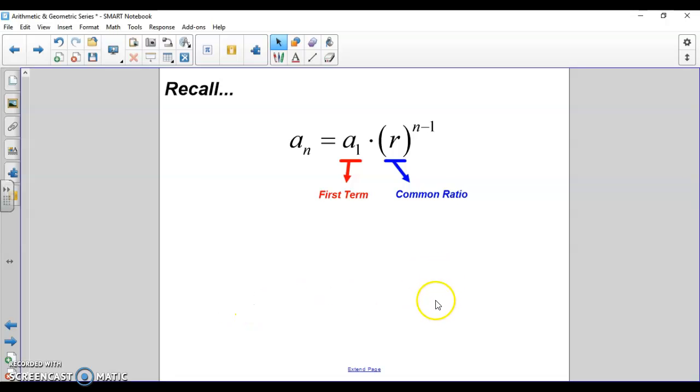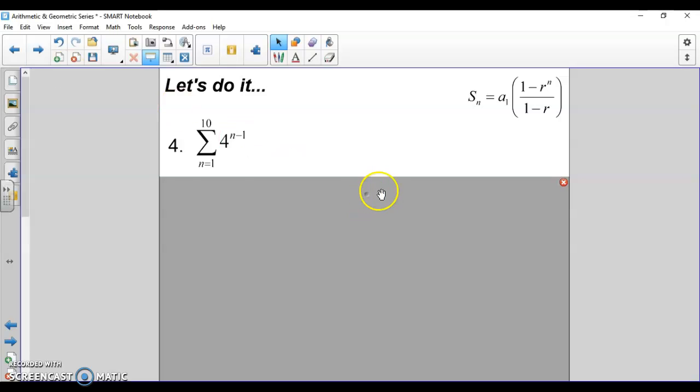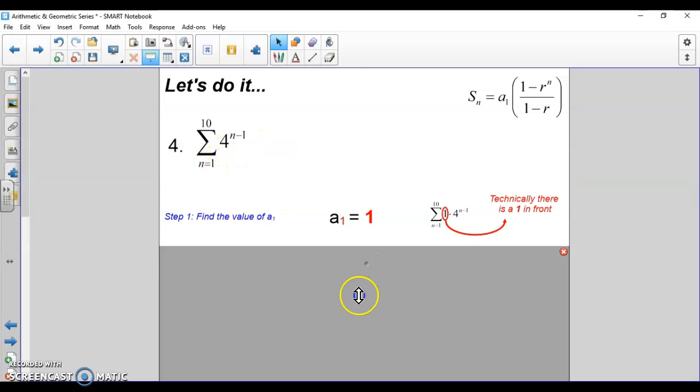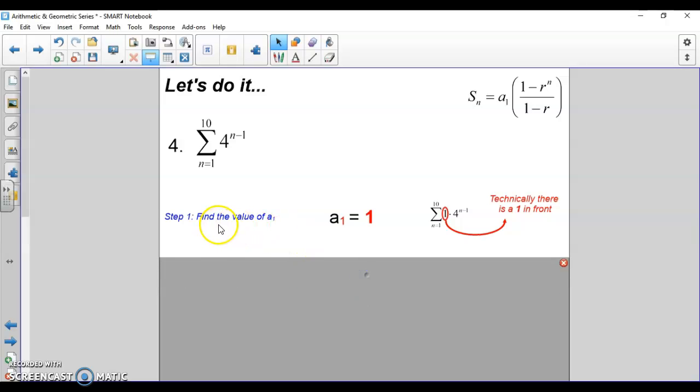Recall from our formula before, this is going to be coming up, but we're not going to need to find the formula. We just need to know a sub 1 is the first term, r is the common ratio. Keep this in mind. Alright, first one. We're finding the sum of the first 10 terms of the sequence 4 to the n minus 1. That still means the same thing. We're going to find the value of a sub 1. There's no work that needs to be involved.